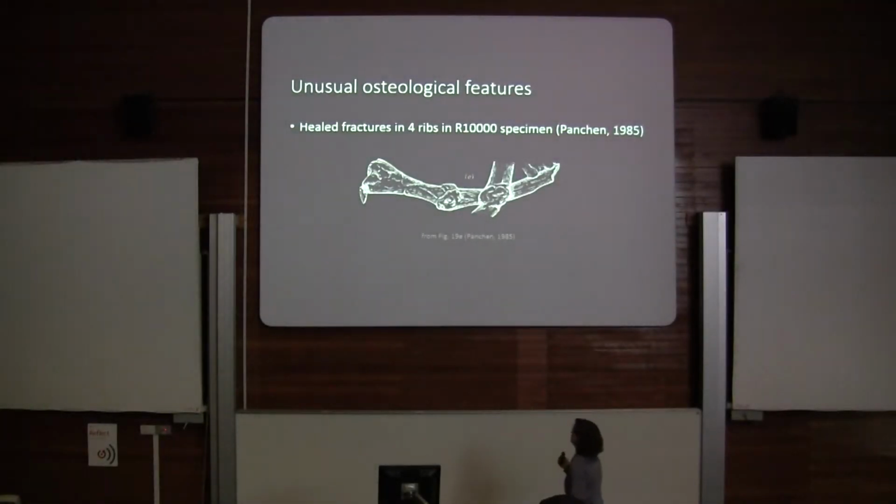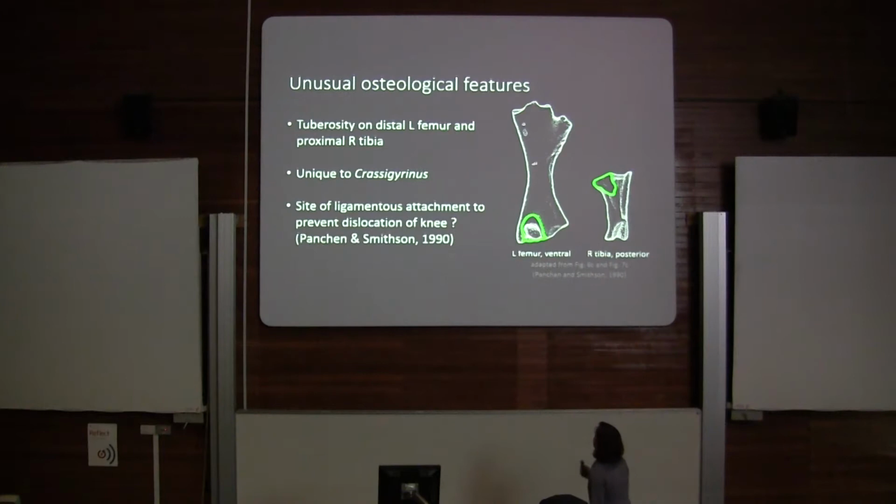And when this specimen was first discovered and the first postcranial material was found, they found 4 ribs that had fractured and then completely healed, which you can see by the ankylosed bone here and here. And they also found an unusual morphology in the distal femur and the proximal tibia, and it's on both sides. So the femur is the left and the tibia is the right.